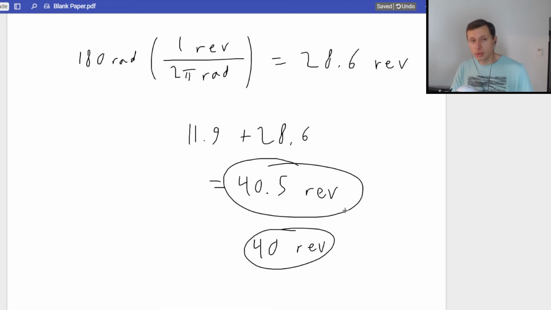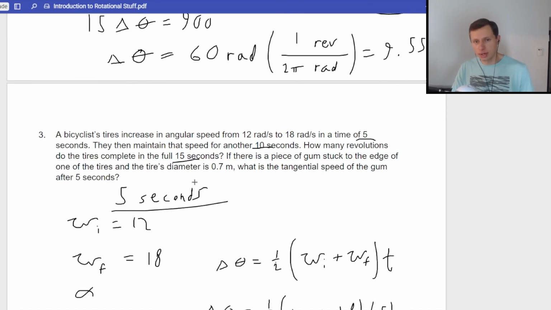And actually, we're not done with this problem yet because, as I said earlier, there is another part, and that is the following. If there is a piece of gum stuck to the edge of one of the tires, and the tire's diameter is 0.7 meters, what is the tangential speed of the gum after 5 seconds?